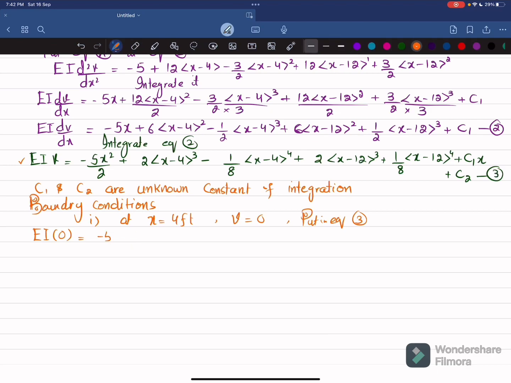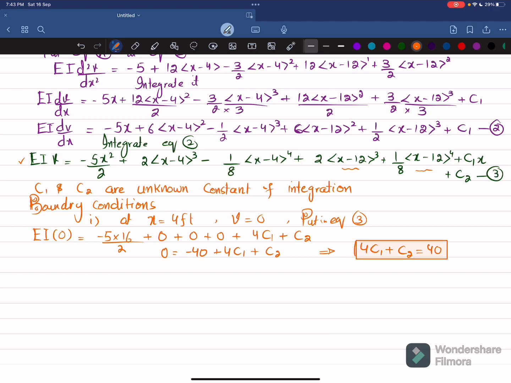So make a correction that this will not be 0. So minus 5 into x is 4, so 16 divided by 2, plus this term is 0 because 4 minus 4 is 0, minus 1 over 8, this term will also be 0 because x minus 4, 4 minus 4 is 0. Plus this term will be 4 minus 12, which is minus 8. So minus 8 in Macaulay bracket, anything inside the Macaulay bracket that is negative will be considered as 0. So 0, again this term will also be 0. Plus C1 into x, which is 4C1, plus C2. So we will get 0, EI into 0 is 0. So this will be minus 40 plus 4C1 plus C2. So we will get 4C1 plus C2 is equal to 40. This is your equation number 4.